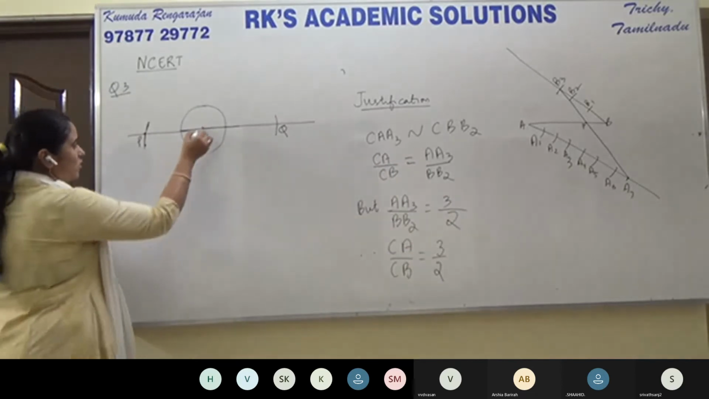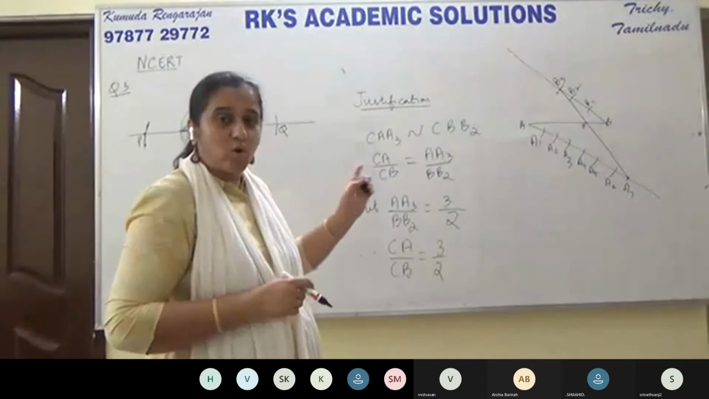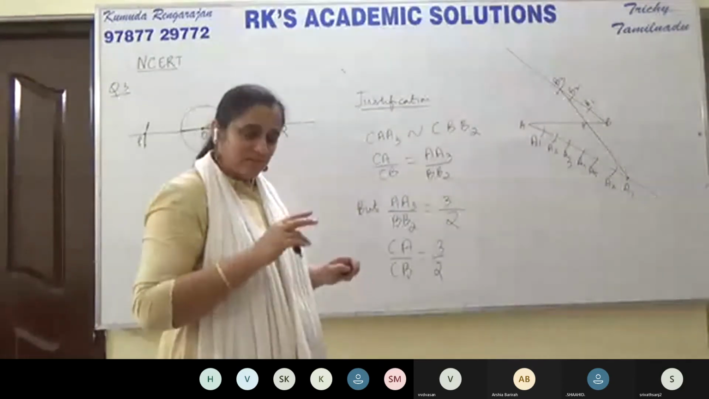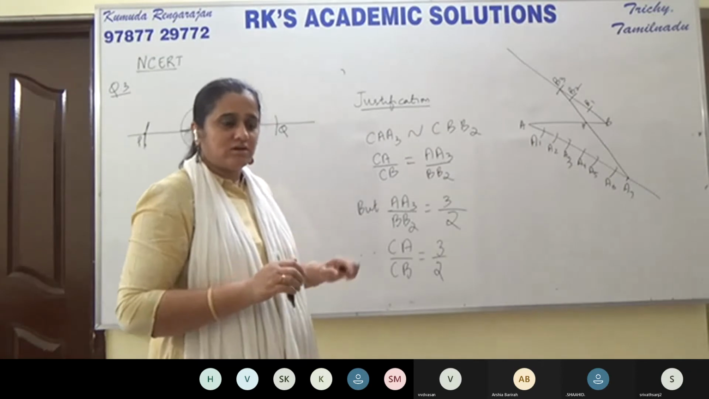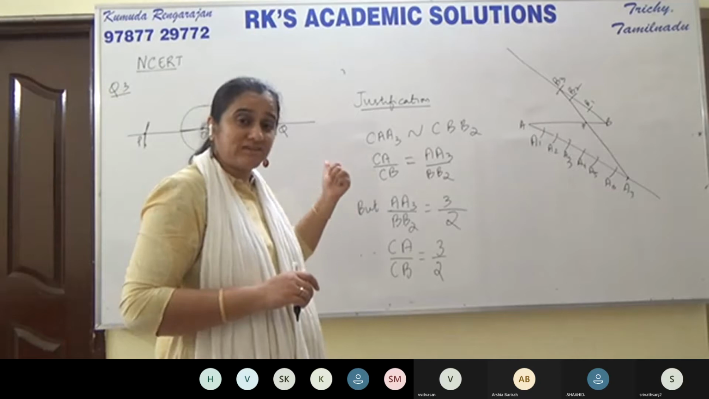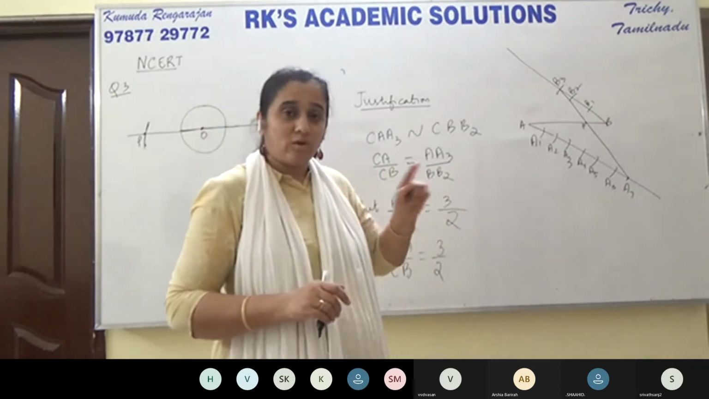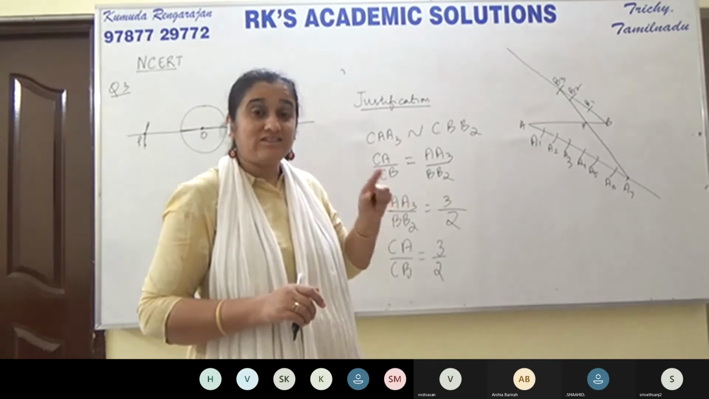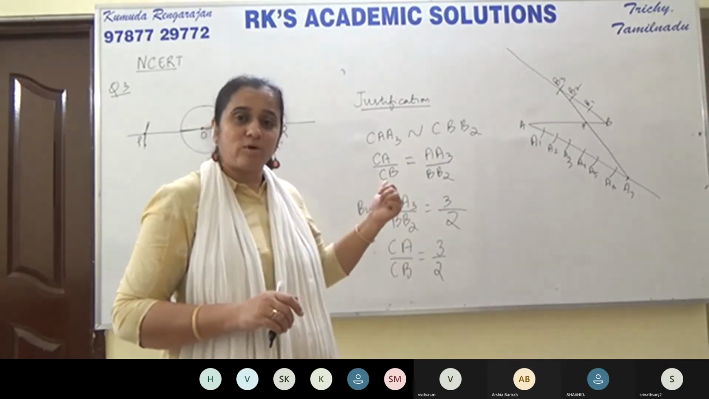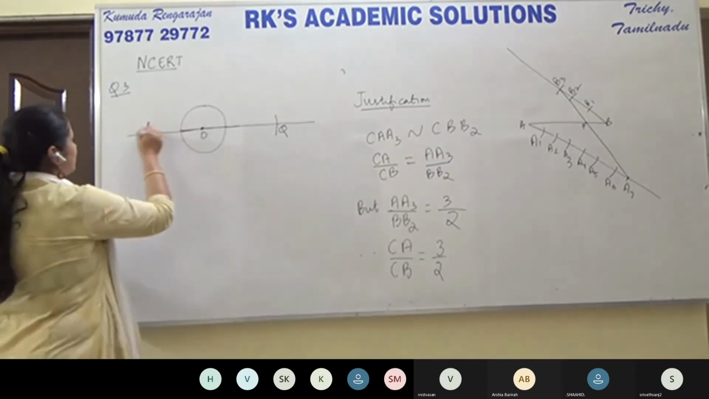What you should do is OP. P is the external point, O is the center. Bisect OP. Construct the perpendicular bisector of OP. Always this is what we do. That line segment from the center to the external point, OP. O is the center, P is the external point. OP is the line segment joining the center and the external point. Construct the perpendicular bisector of this one.